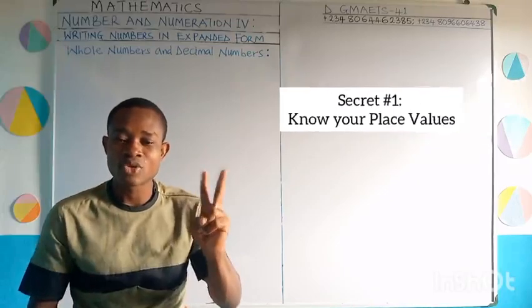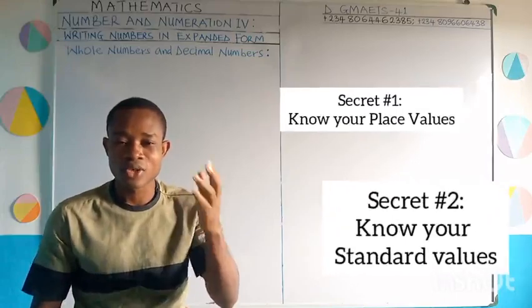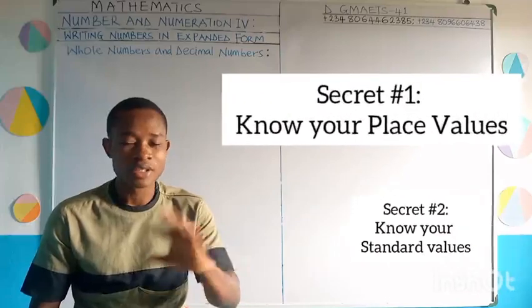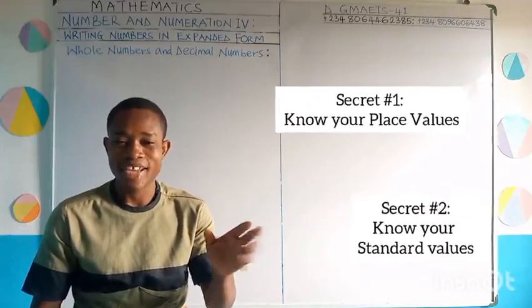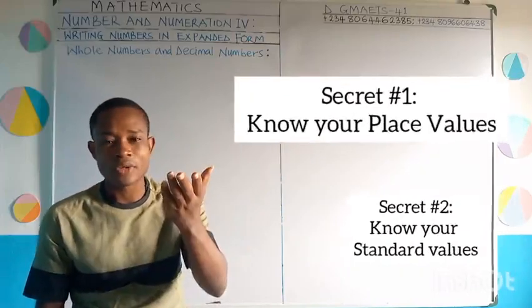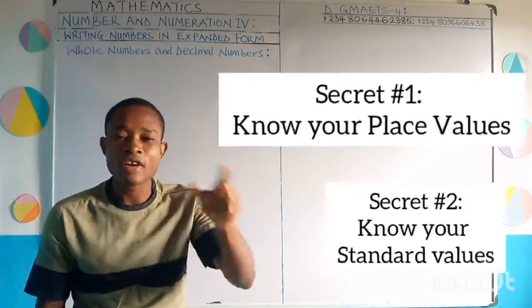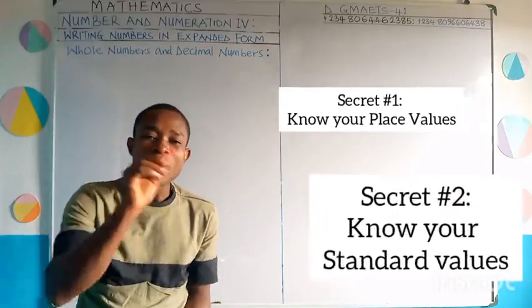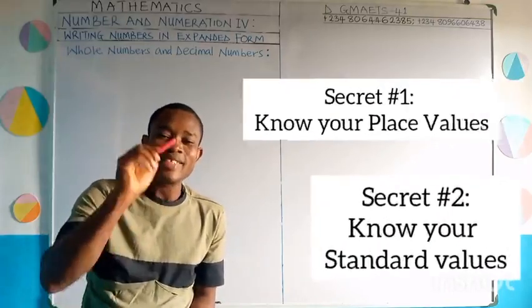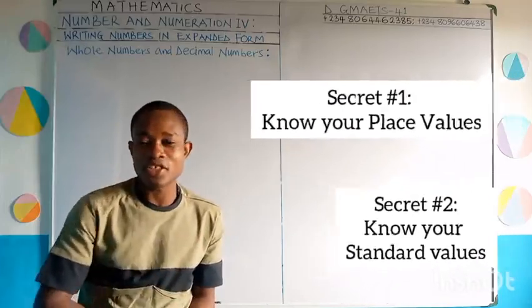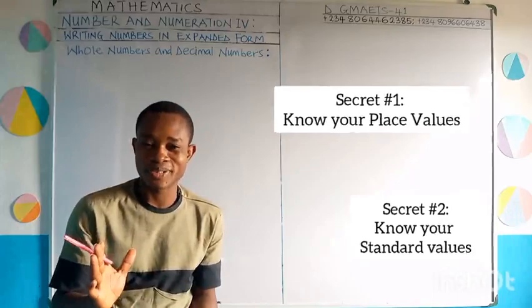And then secret number 2, you need to know how to get the value of any digit under any given place value. Now you recall when I taught you that, I told you that if you give me a number and ask me to find the value of any digit in that number, all I have to do is to multiply the digit by the standard value of the place value of that digit. That is what you do.